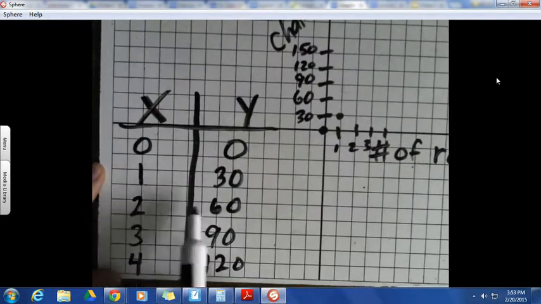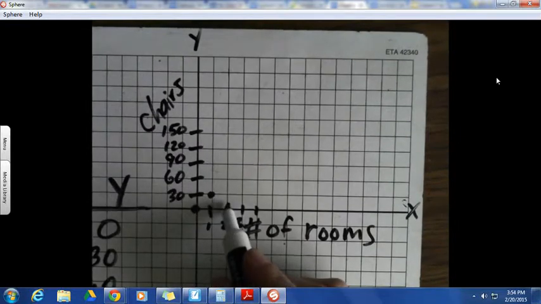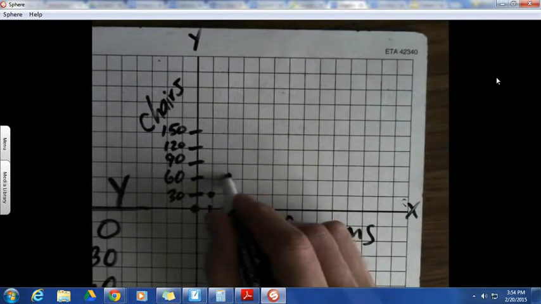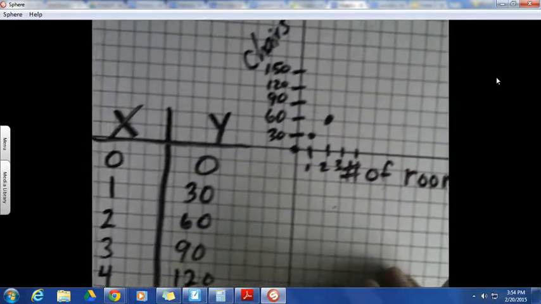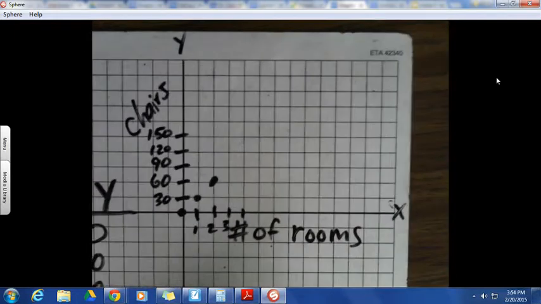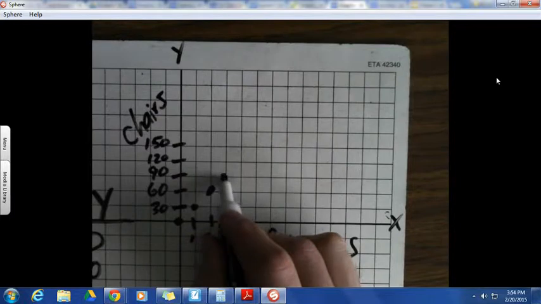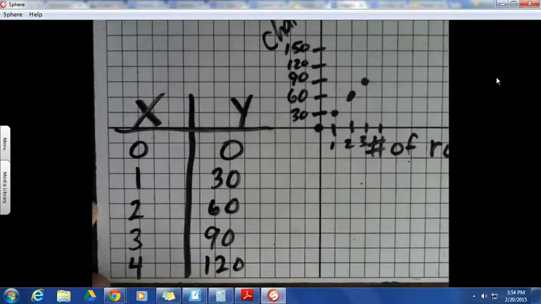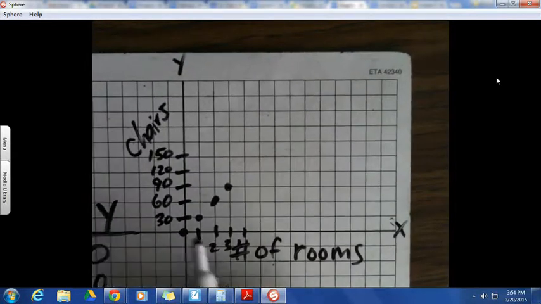Next we have 2, 60. If we have 2 rooms, we'll have 60 chairs. Over 2, up 60. Next we have 3, 90. Over 3, up 90. And finally we have X equals 4, Y equals 120. Over 4, up to 120.